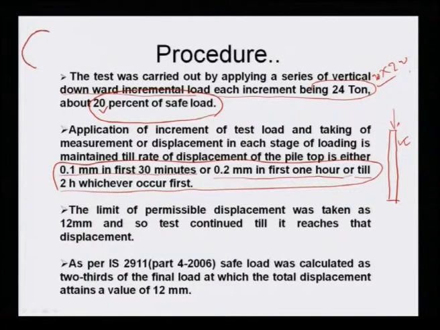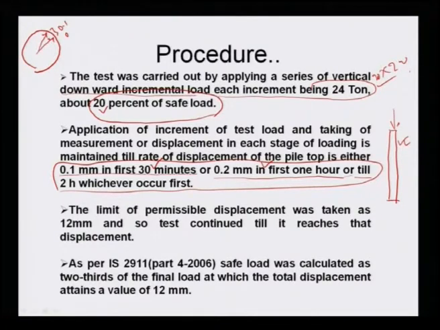Suppose this is my dial gauge. So within first 30 minutes, are you achieving the displacement of 0.1 mm? Yes. If you are not achieving it, you wait whether you achieve 0.2 mm in first 1 hour, or you wait till 2 hours, whichever comes first. That means if this is coming fast, then you can stop. This has the meaning: that is the stop point, or the point where you can apply the next increment of load.